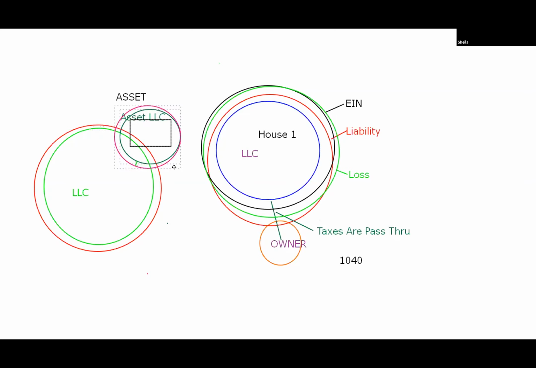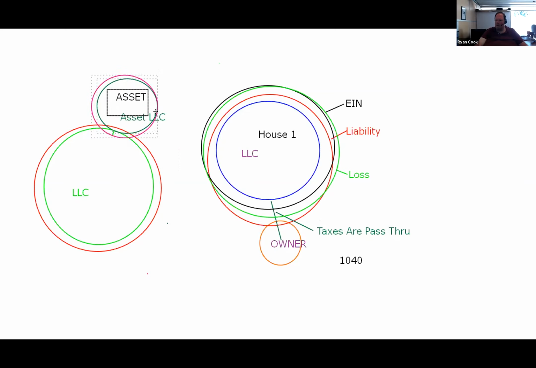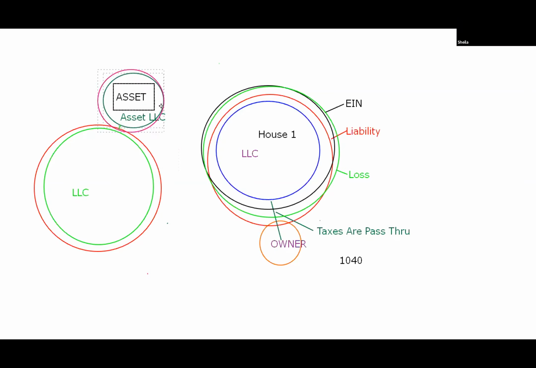Okay, I've got a basis question regarding this. If I sold the house to the LLC, would the basis then be the basis I bought the house for, or the basis that exists in reality? The basis is what you bought the house for. It's still what you got it for. It just transfers with it.